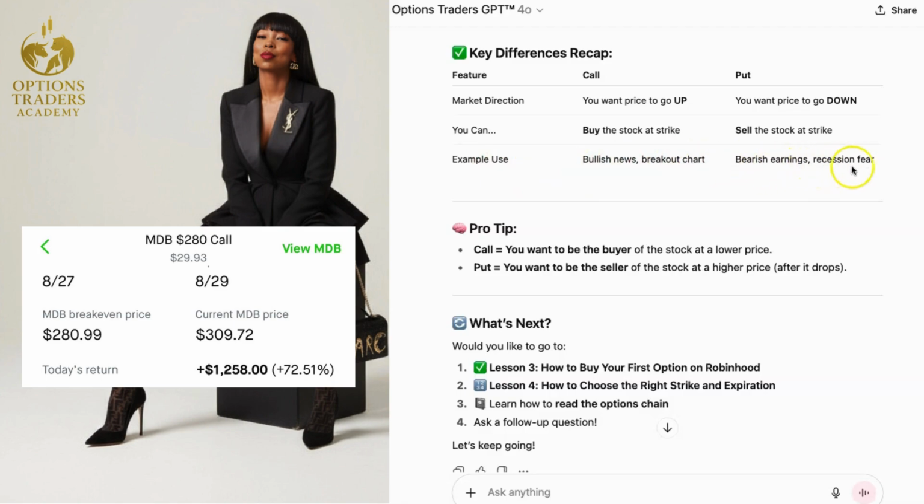Bearish earnings, recession fear. Those are when puts are made, like during bearish earnings or recession, like they think the market is going to go into a recession. That's when you'll start seeing people loading up on puts, not put calls, but put contracts.